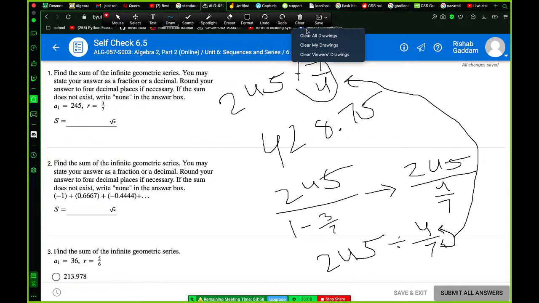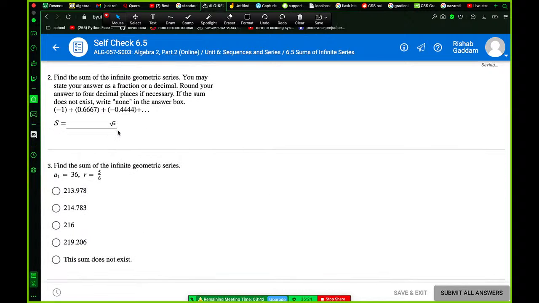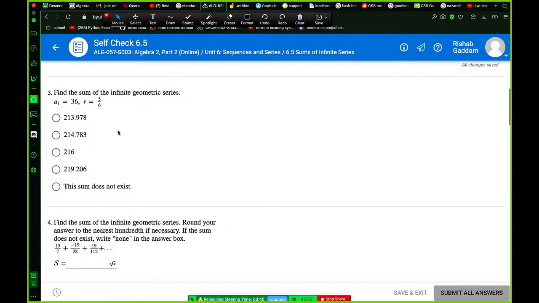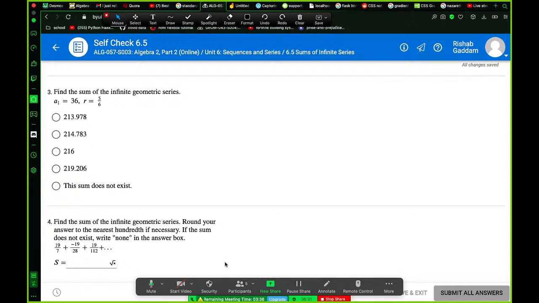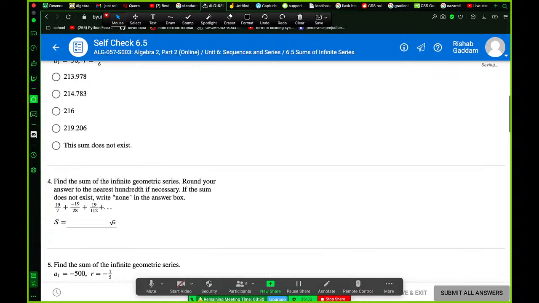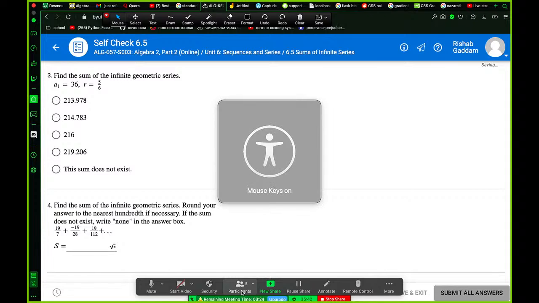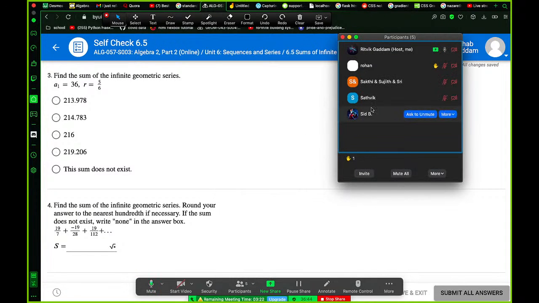Good job, Rohan. And the answer is 428.75, so let's write that in there. 428, okay, 0.75. There we go. Find the sum of the infinite geometric series. Let's not do that one. Find the sum of the infinite geometric series. If you want to do this one, then raise your hand in the chat. Nobody else wants to do it.